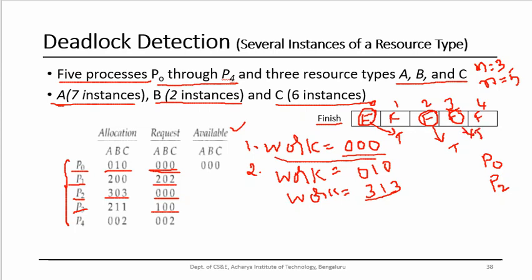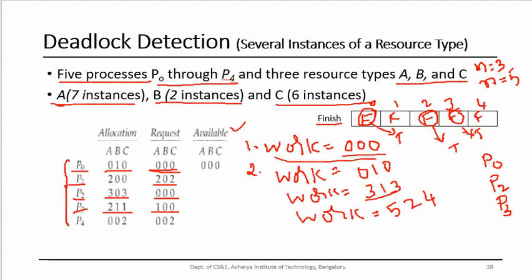Okay, then we put P3 here, and let us modify the value of work. So what happens to the value of work? What has been allocated to P3 is 211, so it becomes 5, it becomes 2, it becomes 4.